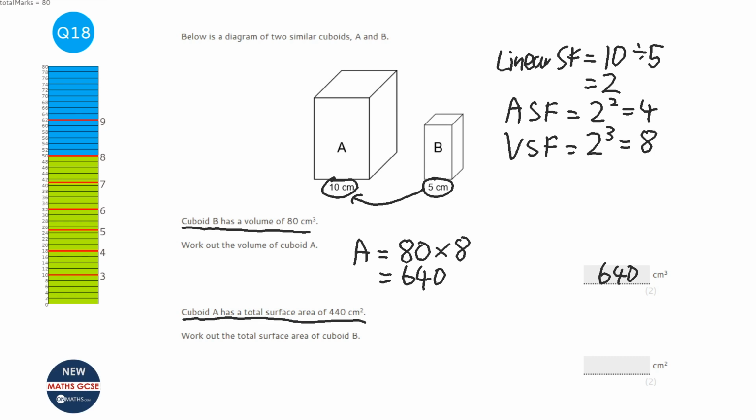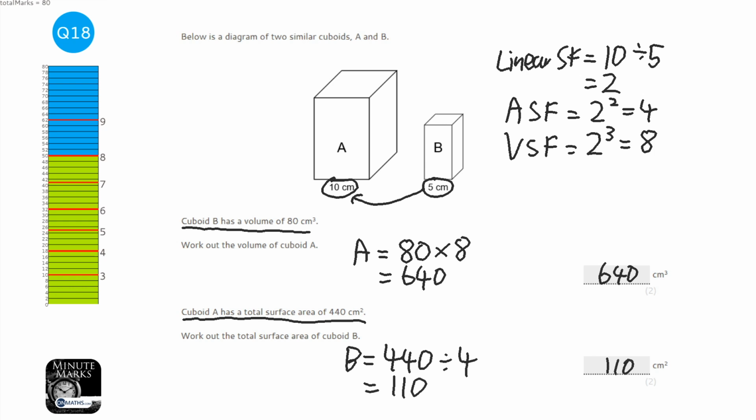This one here, it says cuboid A has a total surface area of 440. So work out the surface area for B. Now this is surface area this time. So it's going to be 440. Now because we're going from bigger to smaller, we're going to divide by the scale factor. And it's the area scale factor we need, which is going to be the 4. So we do 440 divided by 4, which is hopefully 110. And it's that simple. So you just got to remember that if you have a linear scale factor, you square it to find the area scale factor, and you cube it to find the volume scale factor.